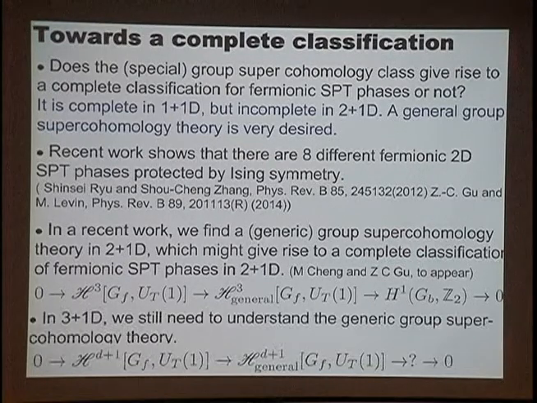But in 3+1D, so far we don't know what we should put here. Maybe it's H^2(G, Z2), but we only have a conjecture.